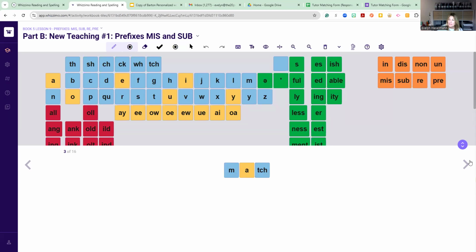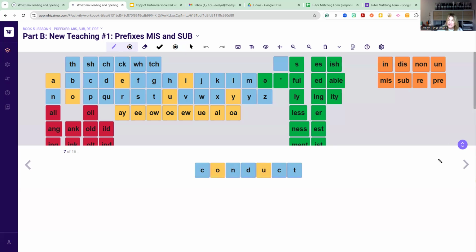We're going to work with the base word match. And if something is not the right match, we would say it is a mismatch. Again, I point out that mis is only spelled with one S here. Okay, so it's a prefix. It means wrong. So not the right match.